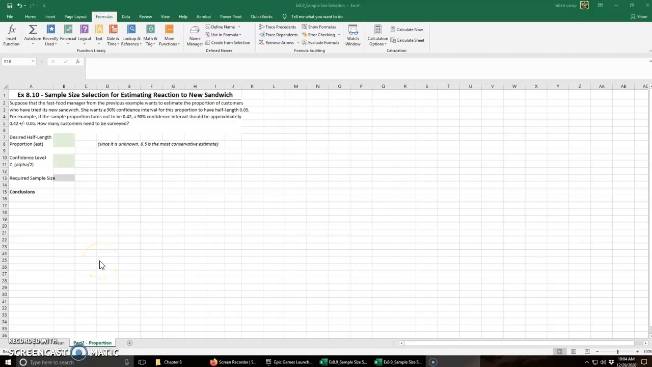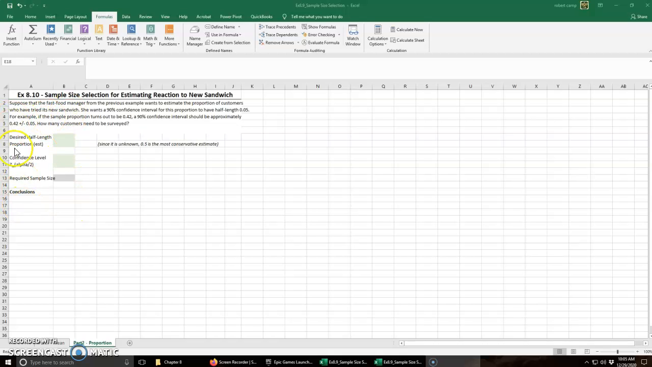Today we are going to look at selecting a sample size for estimating a proportion. So we've got that fast food manager from the other example who wants to estimate the proportion of customers who have tried the new sandwich. She wants a 90% confidence interval for the proportion to have a half-length of 0.05. So for example, if the proportion turns out to be 42%, a 90% confidence interval will be approximately 0.42 plus or minus 0.05. So how many customers need to be surveyed?